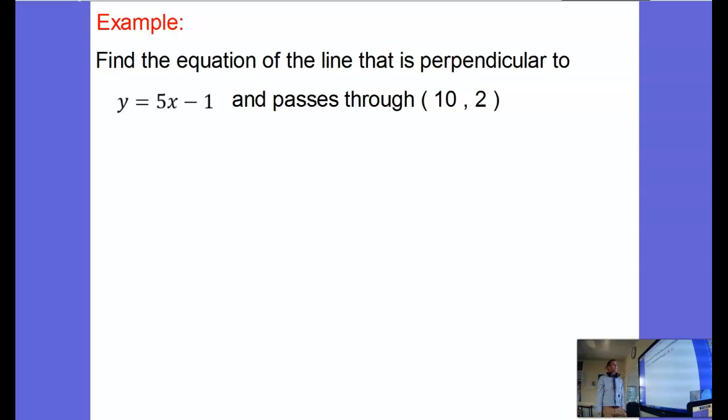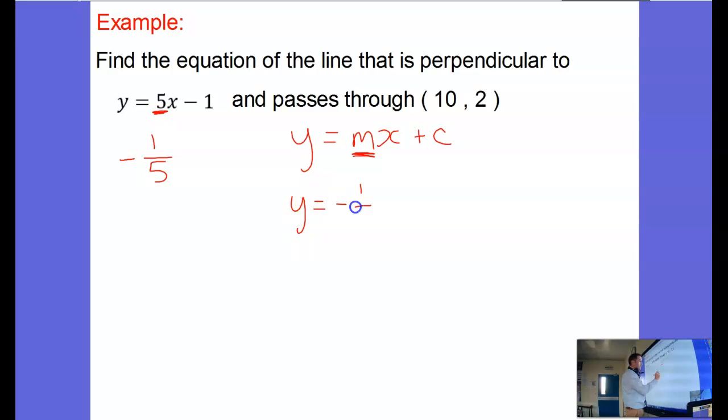So, find the equation of the line that is perpendicular to y equals 5x minus 1 and passes through (10, 2). Well, we first of all need to work out the gradient. We're going to write it in this form, y equals mx plus c. We need to find m first. So, here the gradient is 5. So I'm going to do 1 over the 5 and change the sign, make it negative. So the negative reciprocal of 5 is minus 1/5. So I get y equals negative 1/5 x plus c.